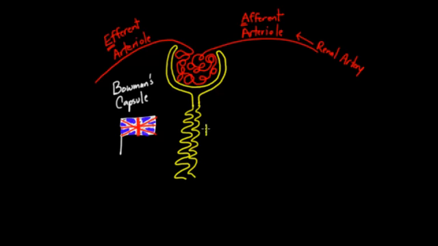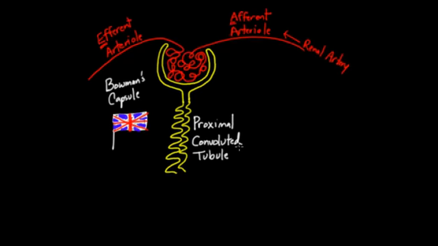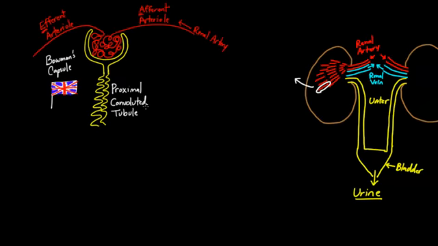And I'm trying to draw it that way purposefully because I want to show you a way of remembering that this is actually called the proximal, because it's near the Bowman's capsule, so it's proximal, convoluted tubule, because this is one long tubule, like a little tube. And so this is the proximal convoluted tubule. So basically the next part of the nephron, after it starts in the Bowman's capsule, is the proximal convoluted tubule.